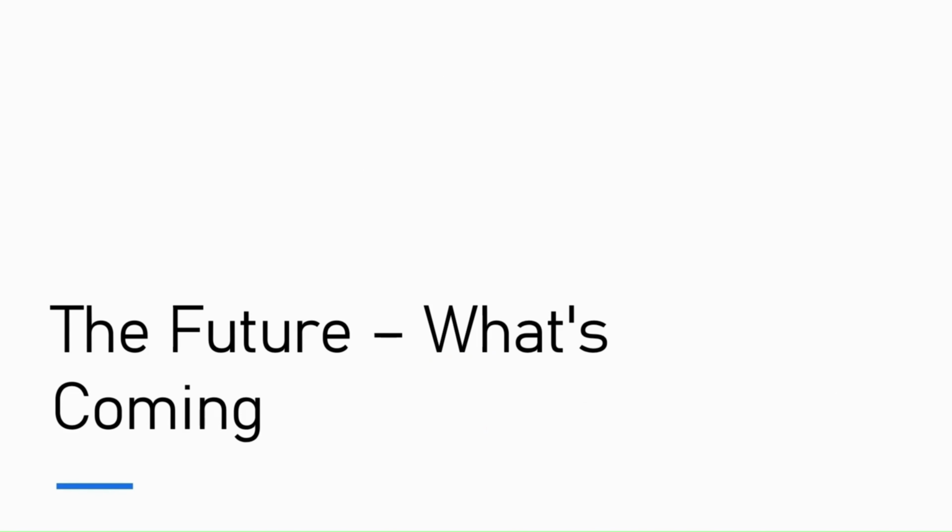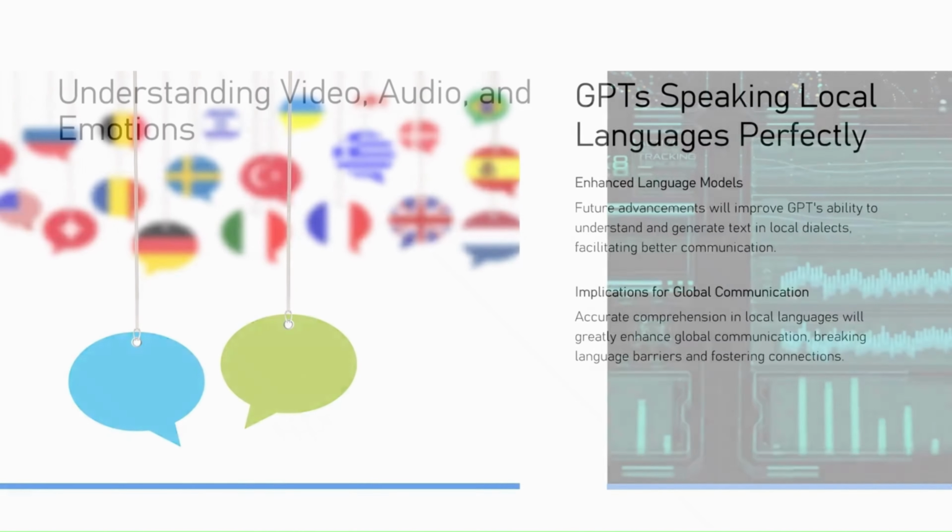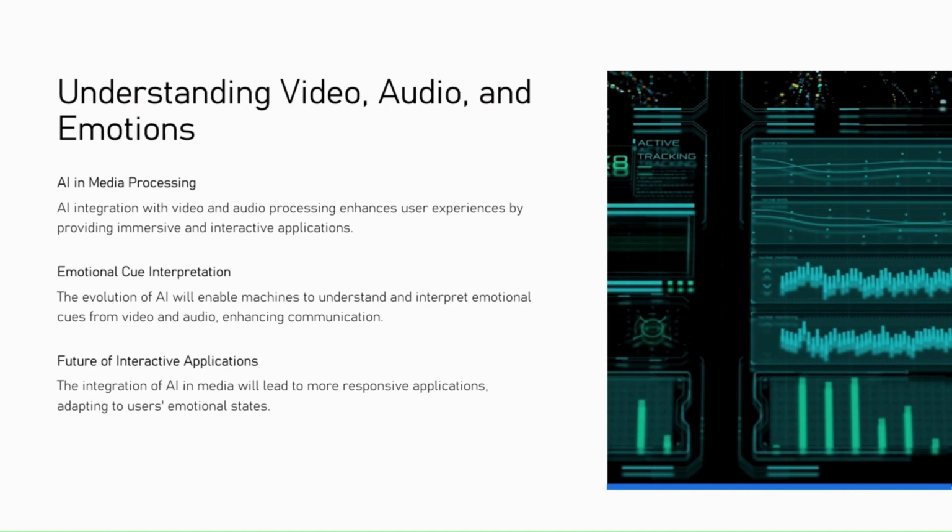Future AI will understand emotions, so if you sound upset, it might respond more gently. It will also handle local dialects and slang, making it more natural for people in different regions to use, from rural villages to big cities. Future GPT models will understand and write in local dialects, improving slowly and steadily. AI with video and audio can create immersive apps and real emotional cues.